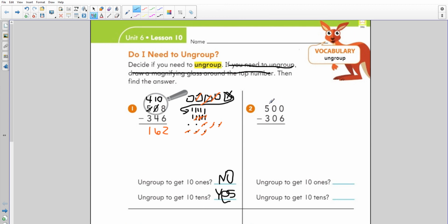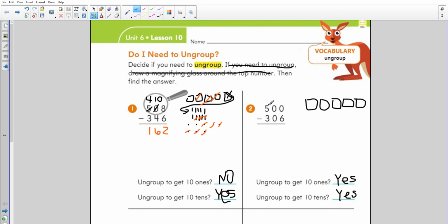So as I look and focus, I see 2 zeros. So I can tell you there's a 0 in the ones place right away. Yes, I'm going to need 10 ones. I see a 0 in the tens place. Yes, I'm going to need 10 tens. So I'm going to do my ungrouping. But before I do, I'm going to draw my number of 500. Here it is. 100, 200, 300, 400, 500.